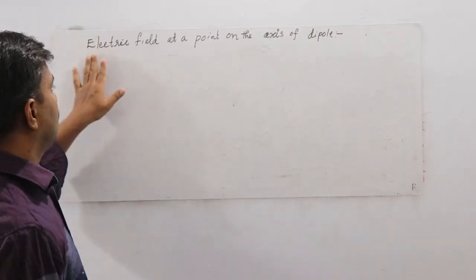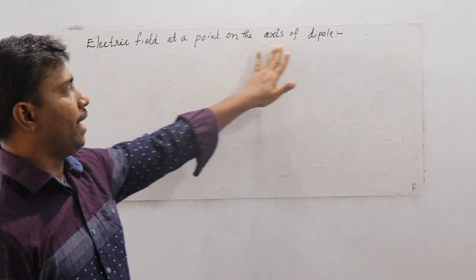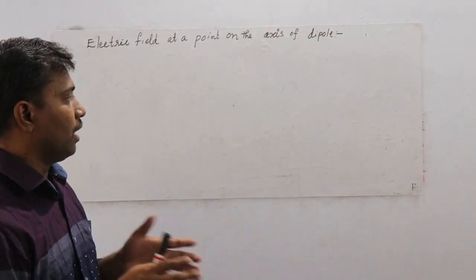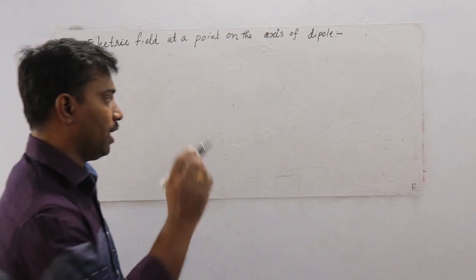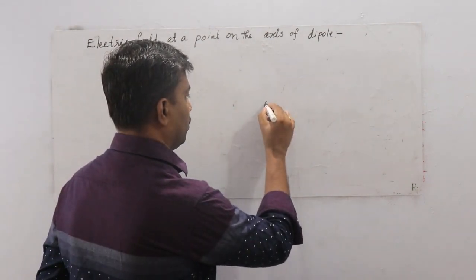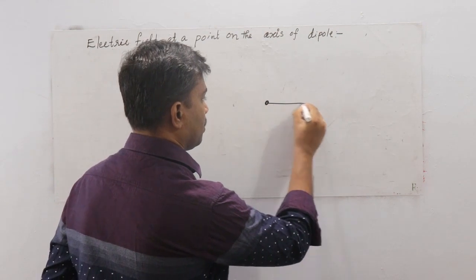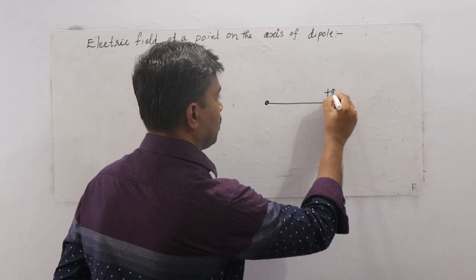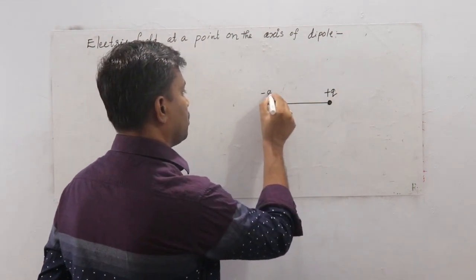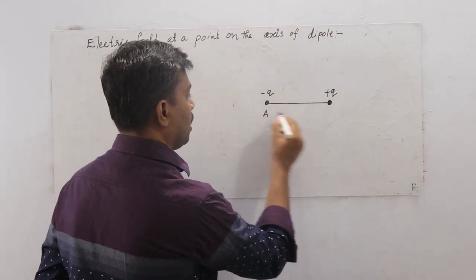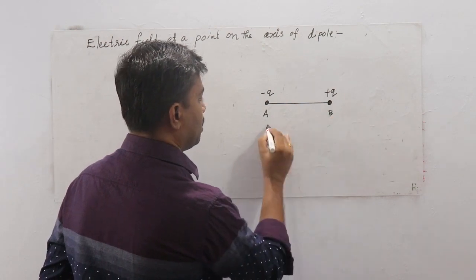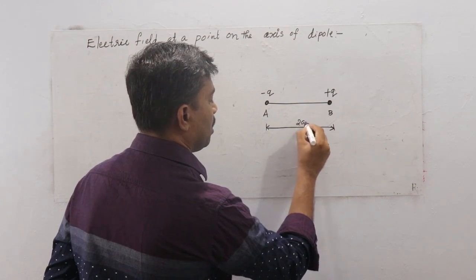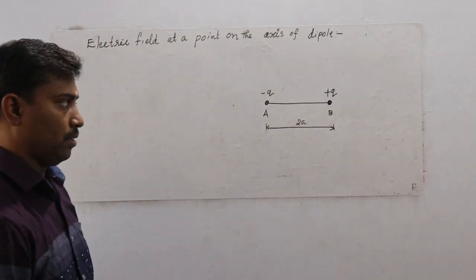First we are going to study the electric field at a point on the axis of a dipole. How can we find the electric field at a point on the axis of a dipole? So we consider a dipole. This is two charges separated by a particular distance, and we consider this charge is plus q and this charge is minus q. I consider this point is A and this point is B, and the distance between these two charges is considered to be 2a.